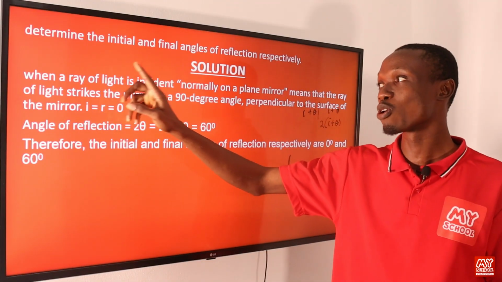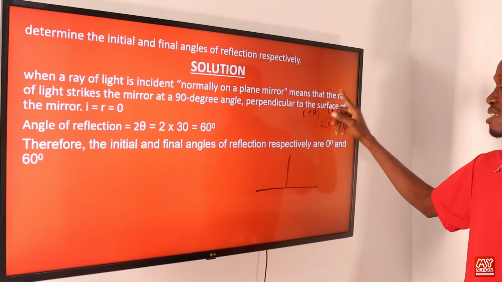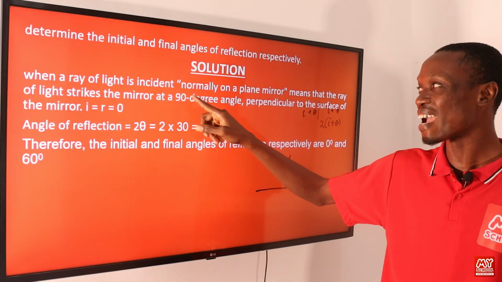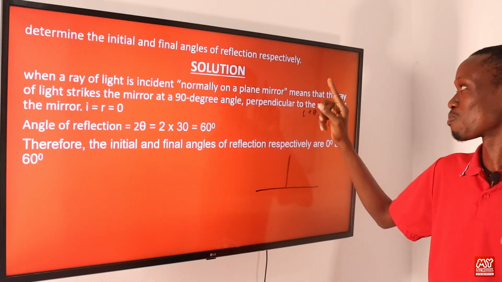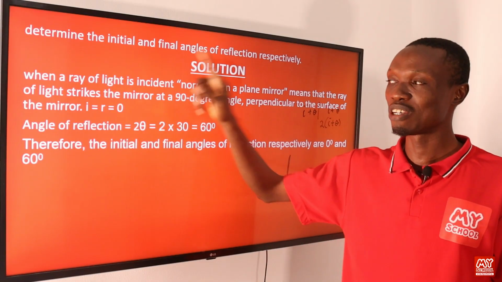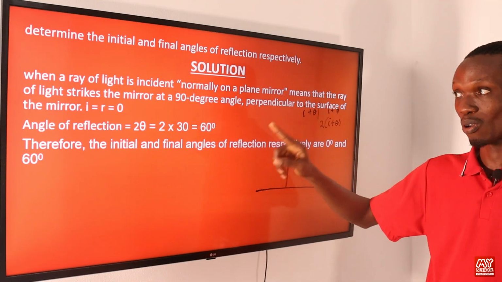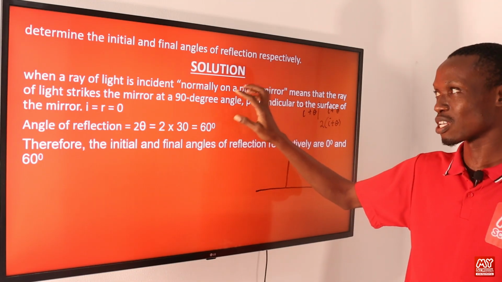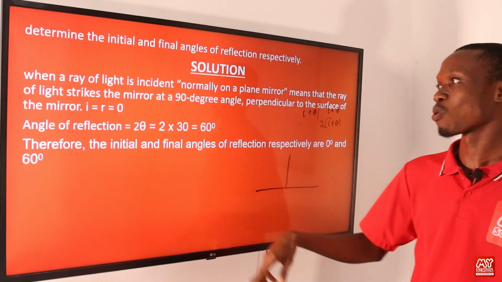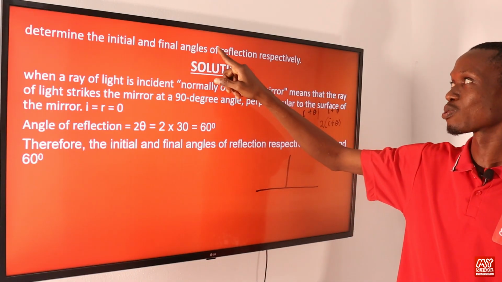When a ray of light is incident normally on a plane mirror, it simply means that the ray of light strikes the mirror at a 90-degree angle, that is, perpendicular to the surface of the mirror. So in that case, the angle of incidence will be equal to 0, and the angle of reflection is also going to be 0. So just take note of this phrase, incident normally. It is very, very important. Now we are asked to determine the initial and the final angles of reflection.